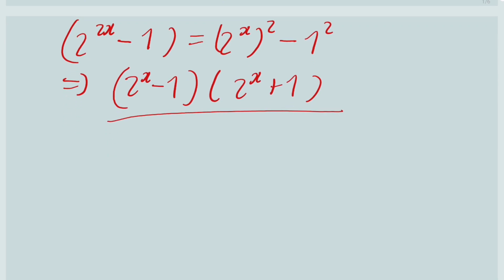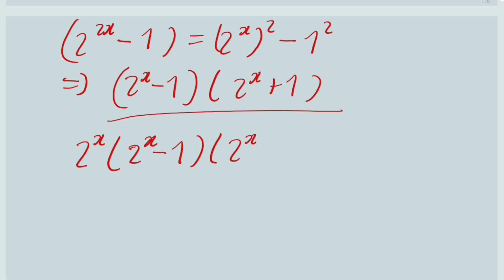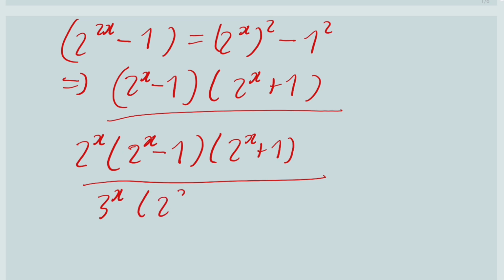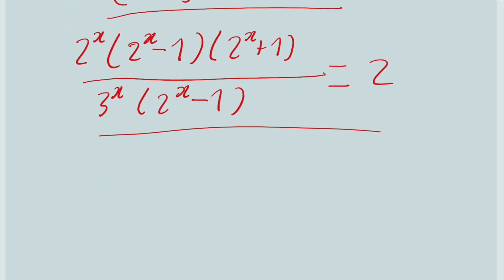So we're substituting it now, which our equation now gives us what? 2 to the power x in bracket 2 to the power x minus 1, bracket 2 to the power x plus 1. This looks simple, right? Divided by 3 to the power x in bracket 2 to the power x minus 1. All this is equal to 2. This is our new equation.